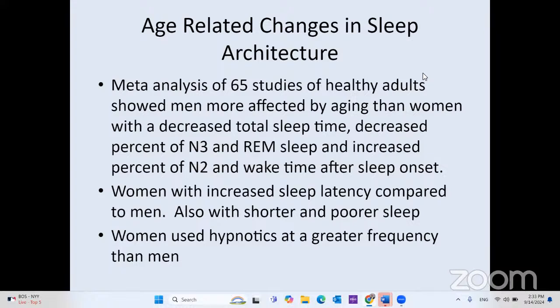Age-related changes in sleep architecture. Yeah, we talked about that. So let's move to the next slide.